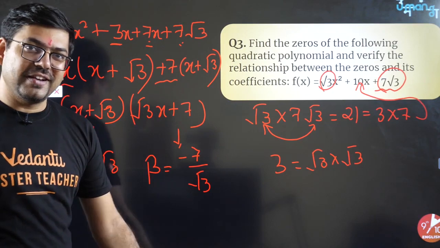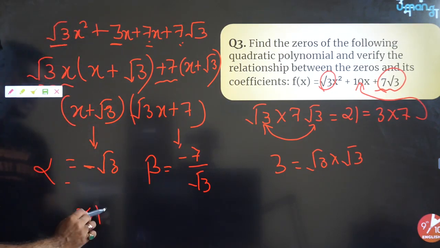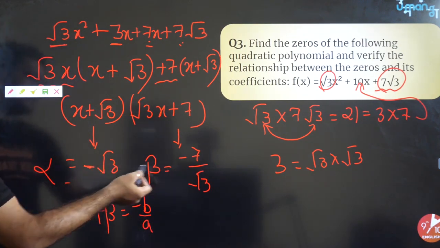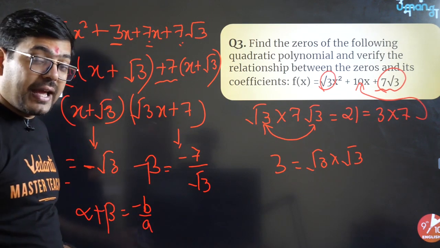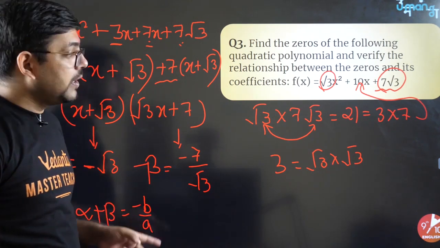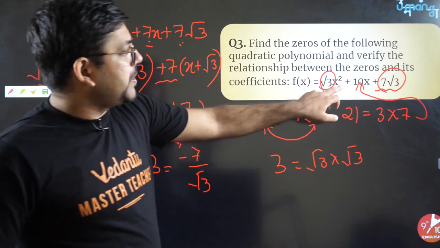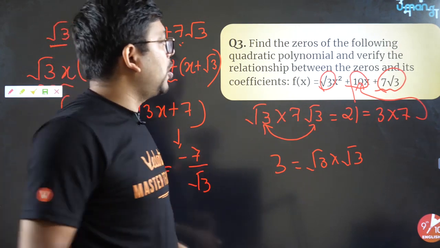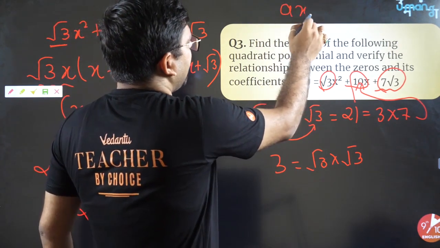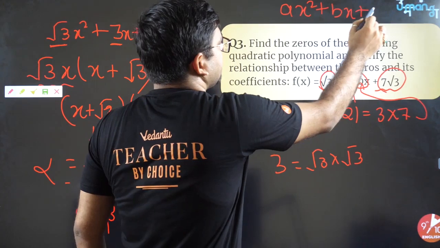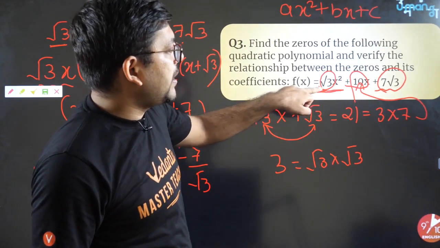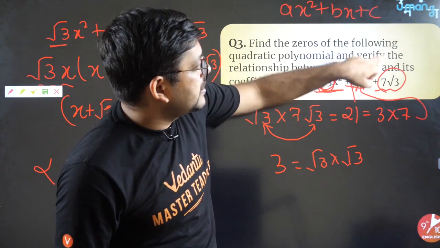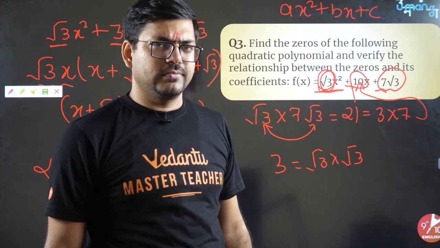Now if you have to verify the relation, you know the relation: alpha plus beta equals minus b upon a. So alpha plus beta, you have to add these two and that will be your LHS, and then you have to find the RHS as well, like minus b by a. So you know the value of b. I hope you are understanding how I am getting the a and b values, because this equation I will compare with ax square plus bx plus c. So this is your ax square, meaning the value of a is root 3. Bx means the value of b is 10. And c means 7 root 3, the constant term.